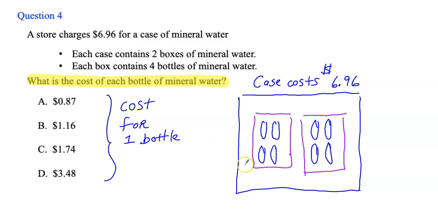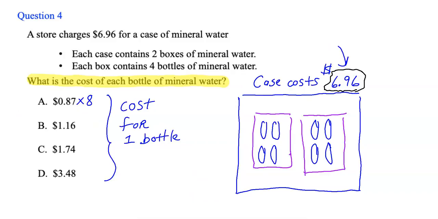Now, how many bottles do I have in total within the case? You should see I have 1, 2, 3, 4, 5, 6, 7, 8. So if I take the cost per bottle times the 8 bottles, I will get the total cost right here. So I'm going to use my answer choices to help me. Let's start with A. It says it's 87 cents for one bottle. We have 8 bottles, so I'll multiply this by 8. If that comes out to $6.96, I'm done.